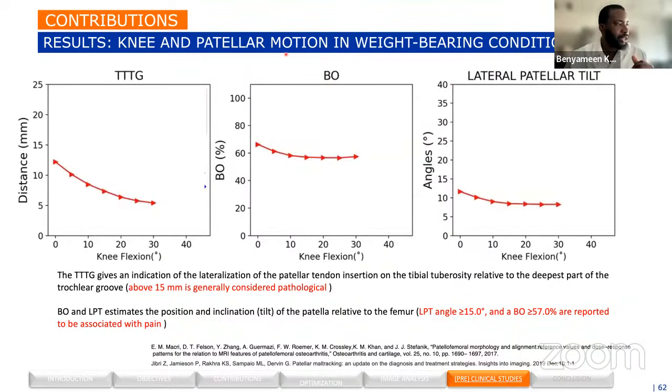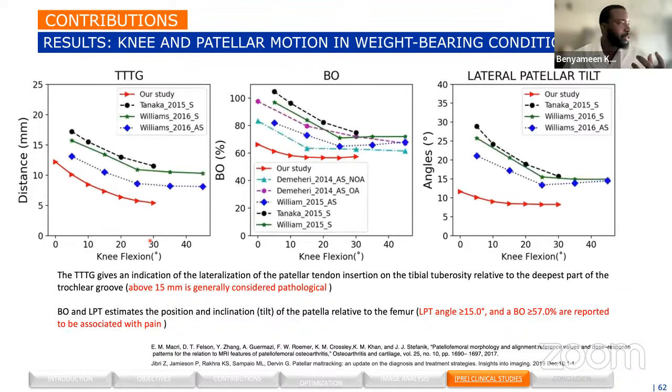And here you see the results. For instance, this represents the TTG as a function of knee flexion. We tried to compare this to other studies that were out there that tried to do something similar. What we noticed is that we had slightly lower values than what was out there. This still requires more studies to understand exactly what's going on. But one thing we know is that these studies were not done in load-bearing conditions.